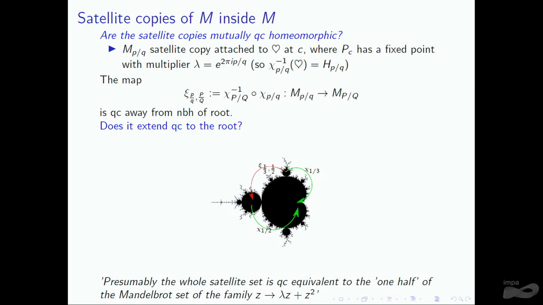So what am I saying? You consider the homeomorphism between one satellite copy and the Mandelbrot set, the homeomorphism between the other satellite copy and the Mandelbrot set, and you compose them. You know that this thing is a homeomorphism, and that it is quasi-conformal everywhere but neighborhoods of the root. And so you wonder, can I extend it quasi-conformally to the root? This had never been conjectured formally, but it was expected to be true.